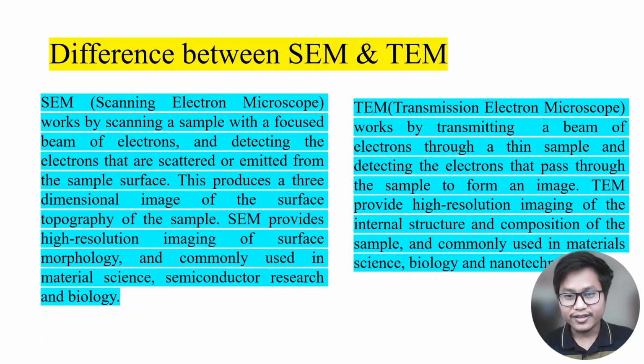Here you can see the TEM requires a thin sample. If you have a powder sample, you have to sonicate this sample properly, and then you can get a good TEM image from the transmission electron microscope. But for the SEM image, you don't need to sonicate the sample. You can easily get an image from the powder sample.